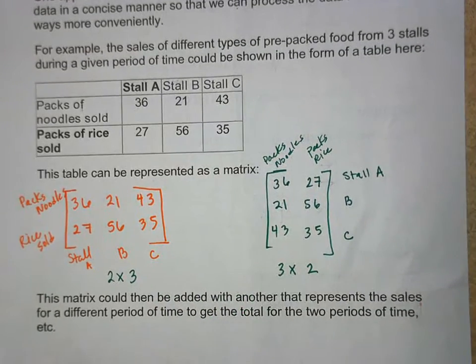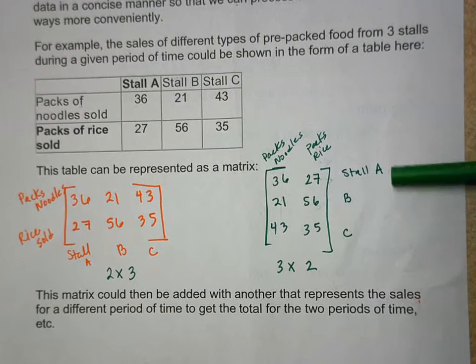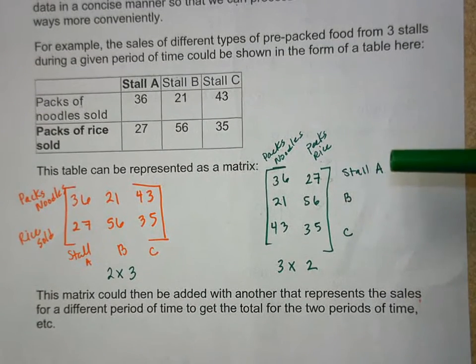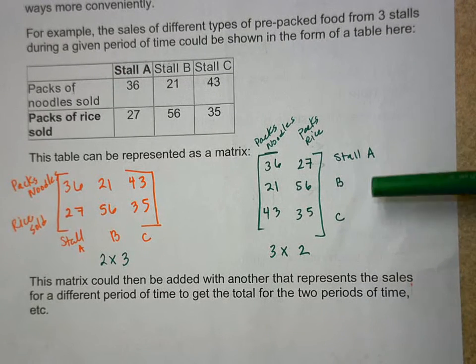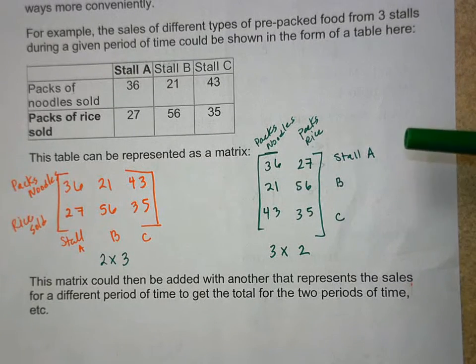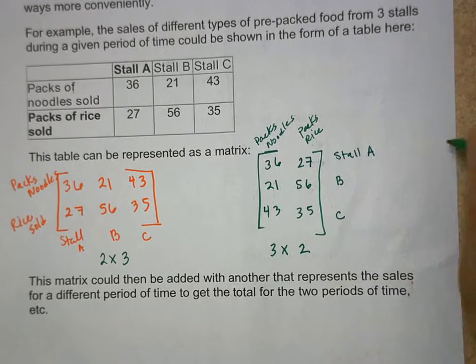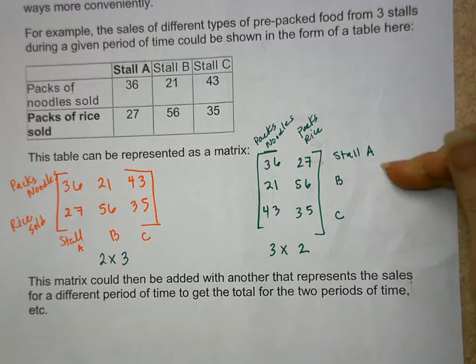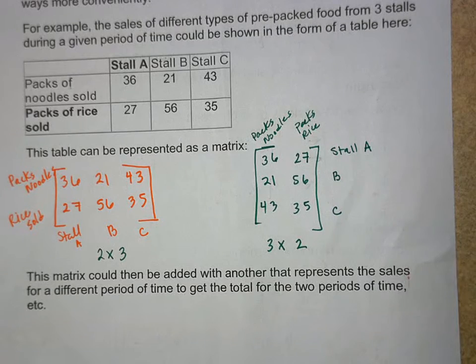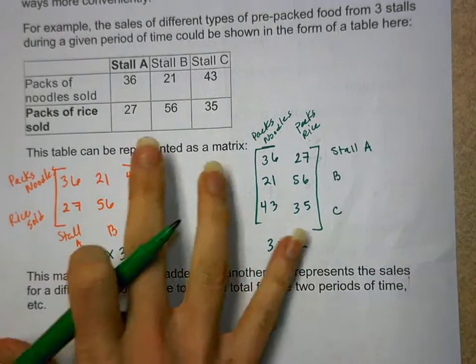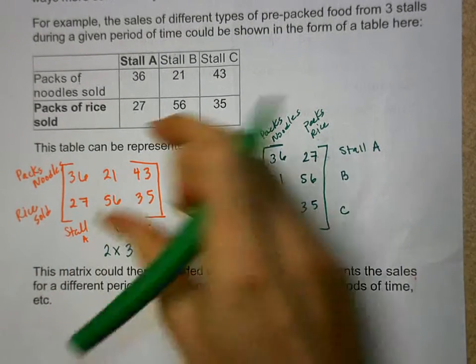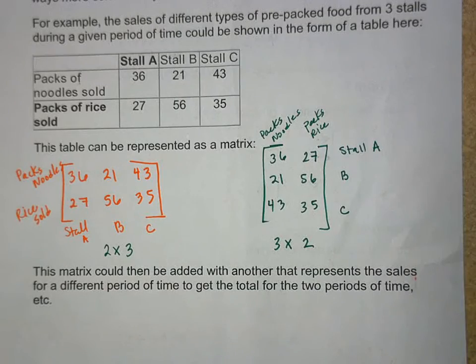That way, let's say that we're looking at stall A, which sold noodles and rice for $10 a pack. B sold it for $10.50 a pack, and C sold it for $9.50 a pack. Well, then we could multiply by the price, and we'll look at matrix multiplication later, and determine what the profit was for each stall. So we will take a look at that later, but just to know that's coming. Right now it's how do you set up those matrices.